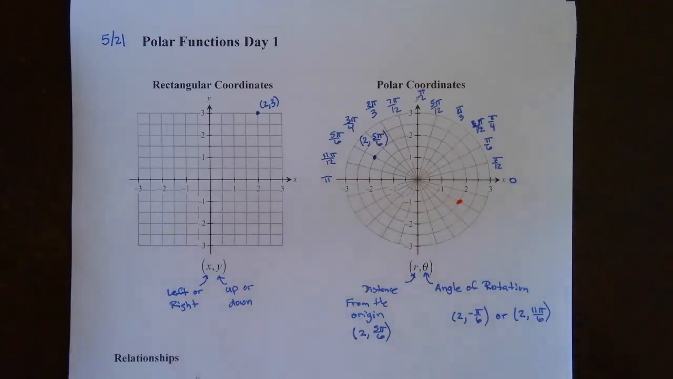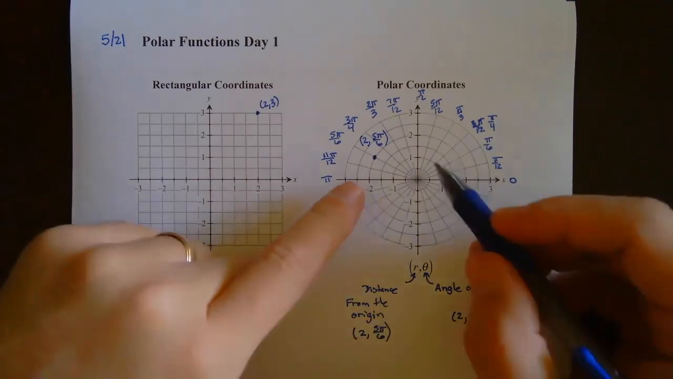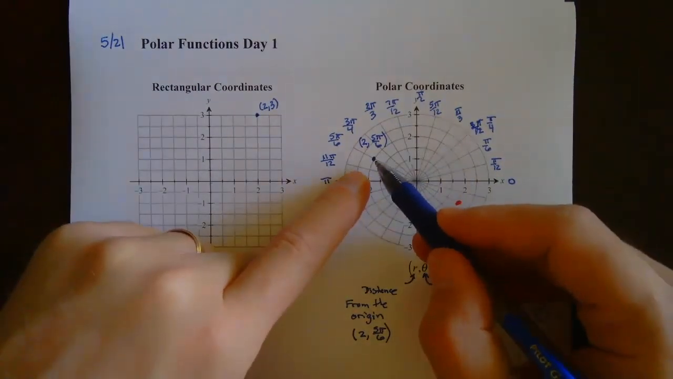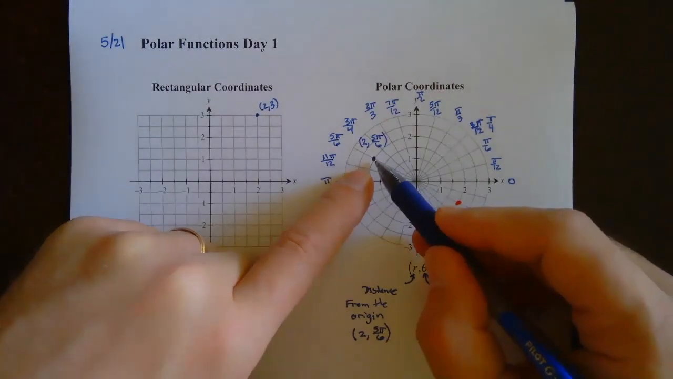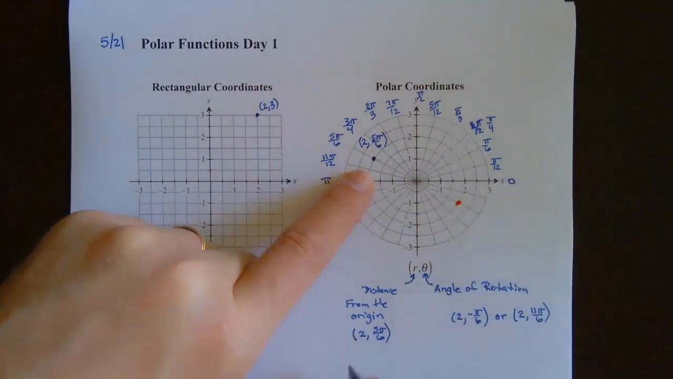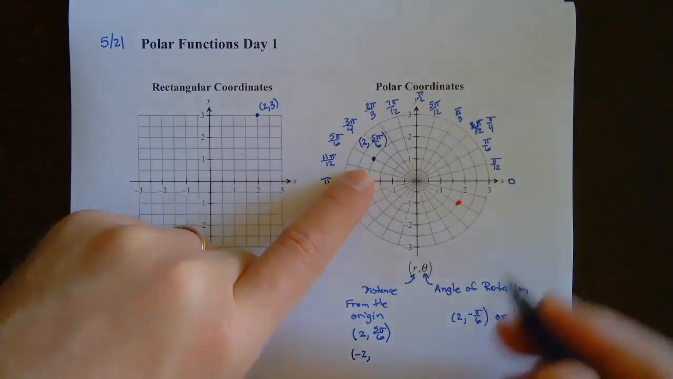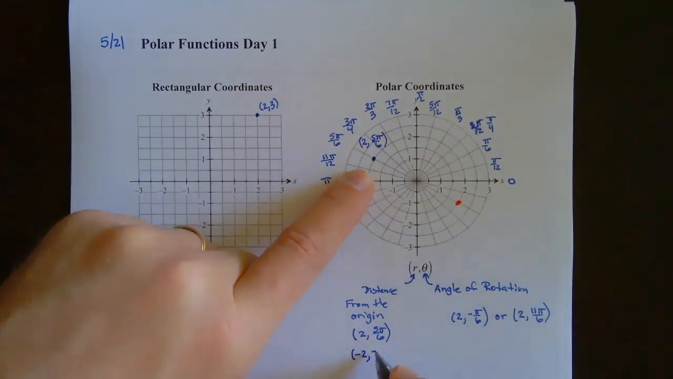All right, now, here's what's weird. You can have a negative radius on these, and it's like vectors. It's in the opposite direction of the angle. So right here, this is 2 comma 5 pi over 6. This point right here could also be negative 2 comma negative pi over 6.